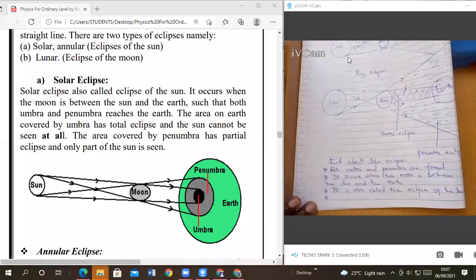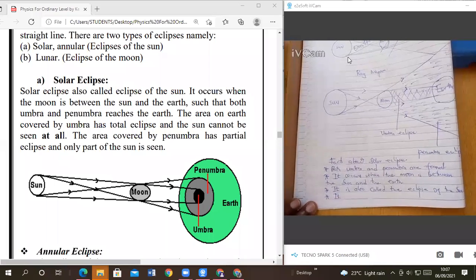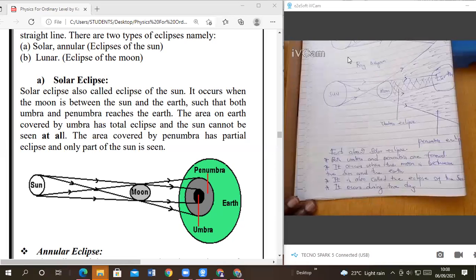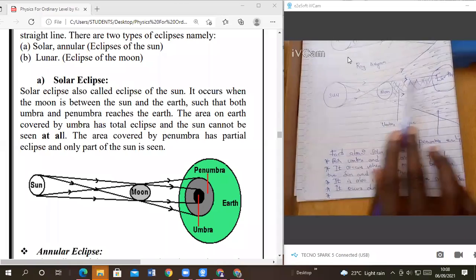Then the third one, when you were watching the video, what did they say? This one occurs only during daytime. Are you together? Yes. It occurs during the day. Okay?